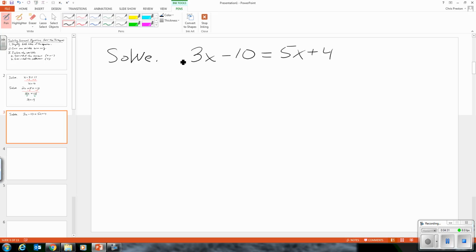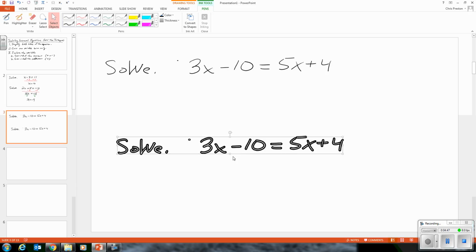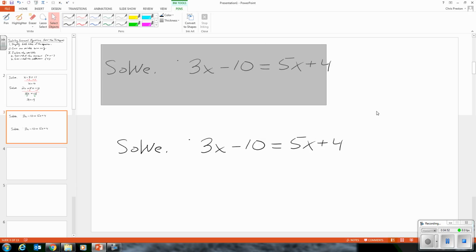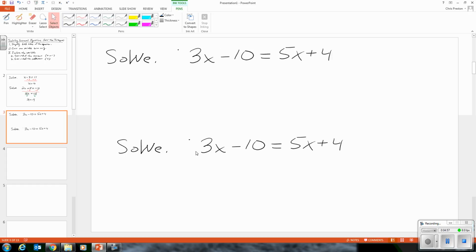Now I'm going to duplicate this problem and do it twice. I'm going to do it once, one way, and then I'm going to do it a second time the other way. And we should get the same answer either way.